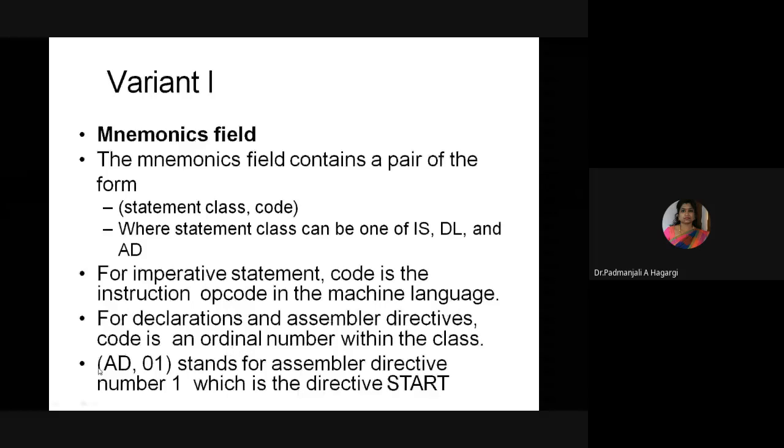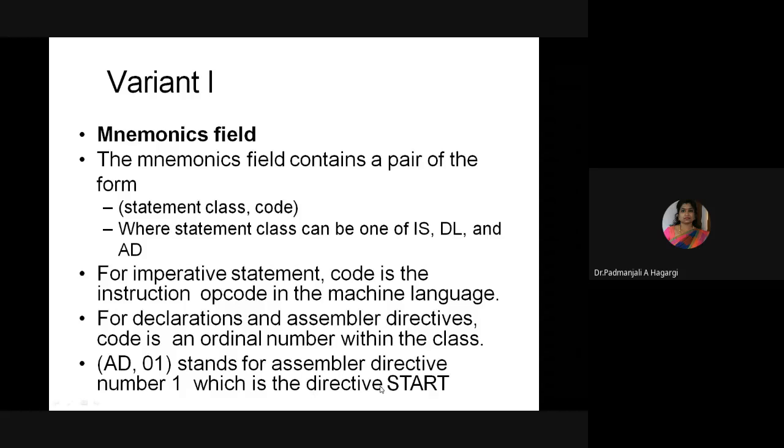Say for example, AD and 01. Actually here I have typed ADD. ADD is for assembler directive, and what is its code? The code is 01, which stands for assembler directive, and the number 1 is the directive to start.